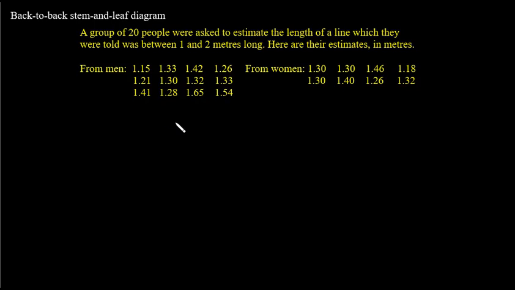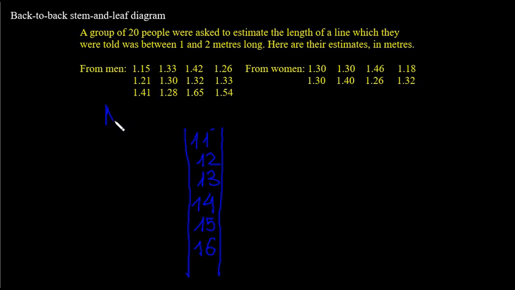So now I will draw two straight lines here, one here and one here. From here, we can see that the smallest data was 1.15 and the biggest data was 1.65. So the data ranges from 1.1 to 1.6. So for this one, I would make the stems from here: 11, 12, 13, 14, 15, 16. This side for men, this side for women.